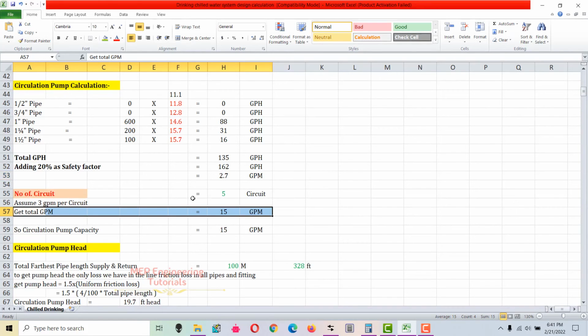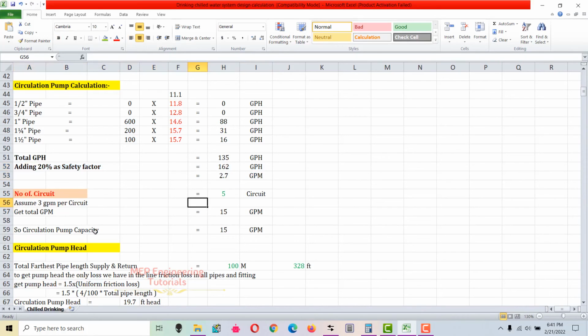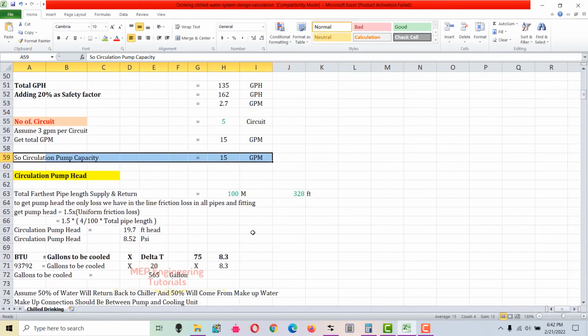Now we have to decide, whichever value is greater here, we have to use as the circulation pump capacity. Now this one we calculated is 2.7 GPM, and this value which we calculated here is 15 GPM. 15 is greater, so we're going to use 15 GPM as the circulation pump capacity. So you have to decide based on which value is greater. So I'm going to use a circulation pump capacity of 15 GPM.